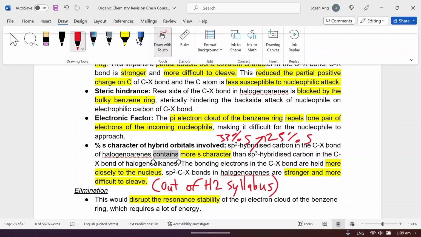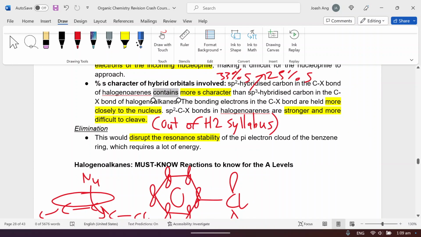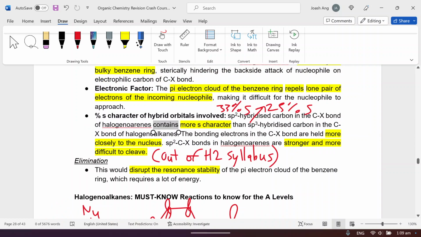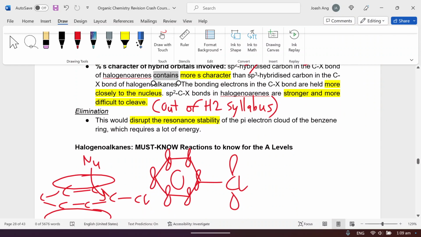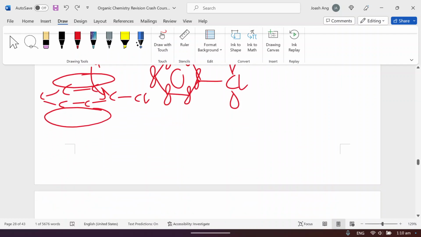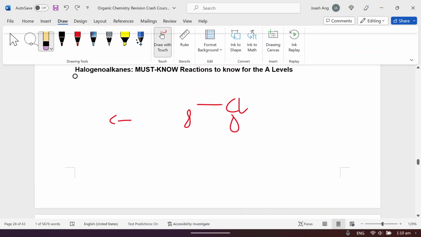Alright, elimination: usually we don't undergo elimination of the halogenoarenes because it will disrupt the resonance stability, or the aromatic stability, which requires a lot of energy. I don't think this one should be in the syllabus, but in case they ask about it, right?